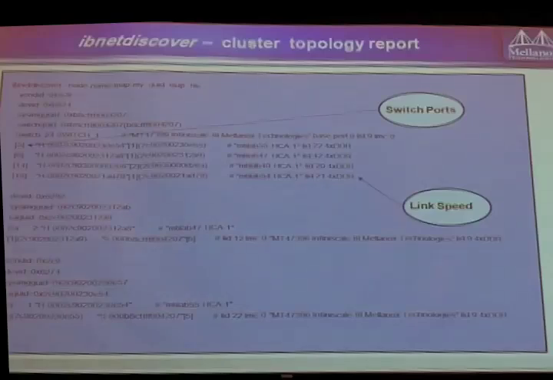So here I'm running IBNetDiscover. Basically, IBNetDiscover shows me my topology in relationship to all of my switches and then all of my HCAs. So here, in this file, I have one switch right here. This is the name of it. It's called switch number 1.